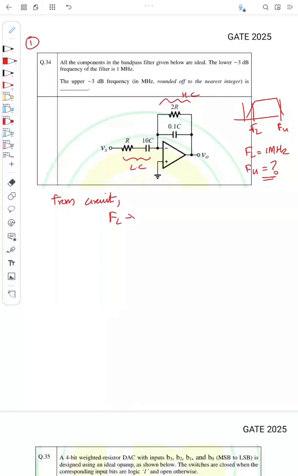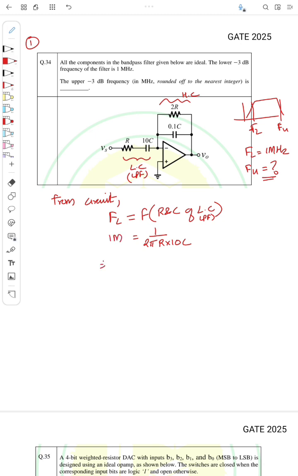Okay, so from the circuit itself we can write, FL is due to this. FL will be a function of R and C of lower cutoff frequency, or we can say it's like a low pass filter component. So that will be equal to 1 by 2 pi into RC, so R into 10C, so this will be the lower cutoff frequency. Okay, so given this lower cutoff frequency is 1 megahertz.